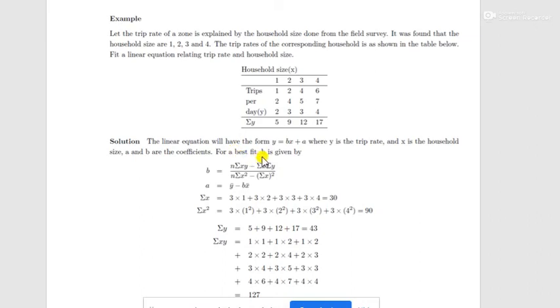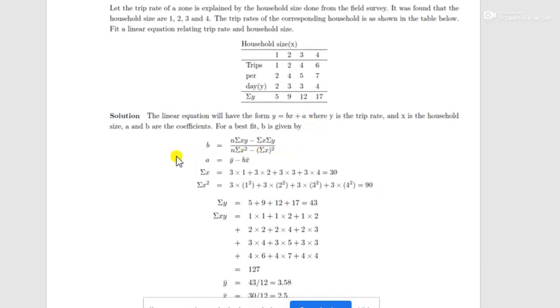We have assumed the best fit equation is the equation of a straight line, that is y equals bx plus a. From the regression method of approach, the constants b and a are calculated like this, where x is the household size and y is the trips generated from each household per day. Here n is the number of trips.